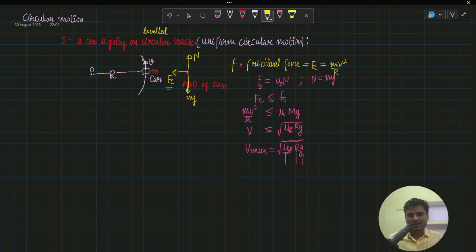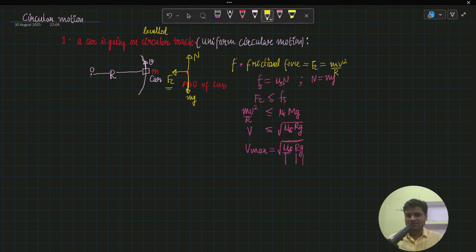Whenever the vehicle tries to go beyond this velocity, there will be skidding. The vehicle will skid or slip outside the road. So this is the maximum velocity allowed, and we see that there is not a lot of room to gain velocity.